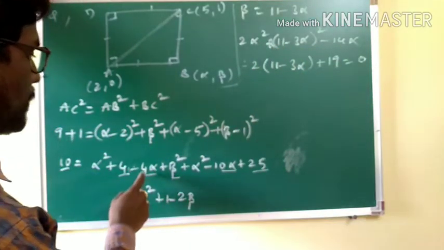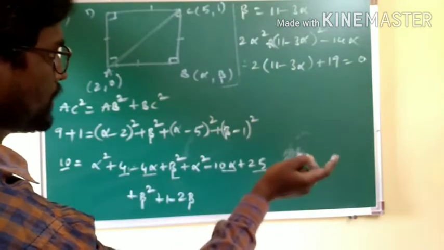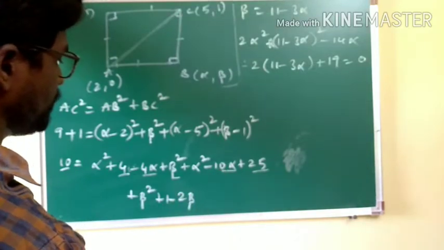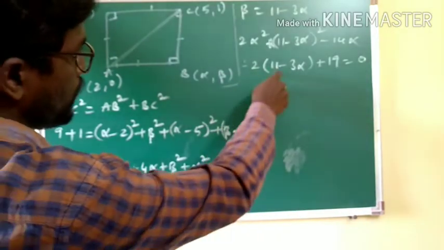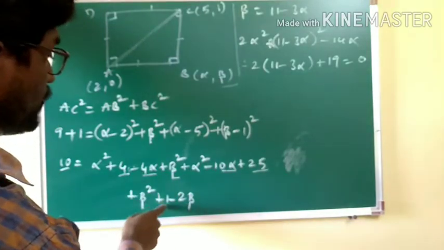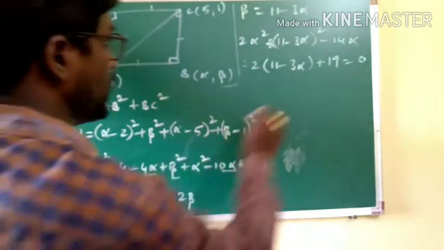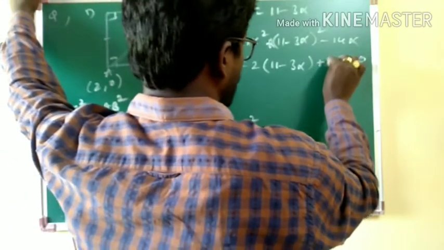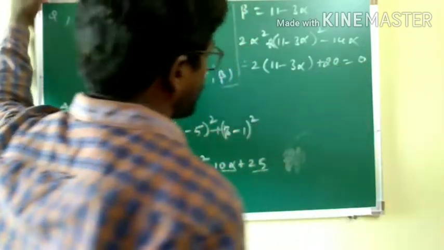whole square, minus 4 alpha minus 10 alpha, minus 14 alpha, and minus 2 beta, so minus 2 into 11 minus 3 alpha. 25 plus 4 is 29, plus 1 also is left, so 30, minus 10, so that it becomes 20. 20 is equal to 0.